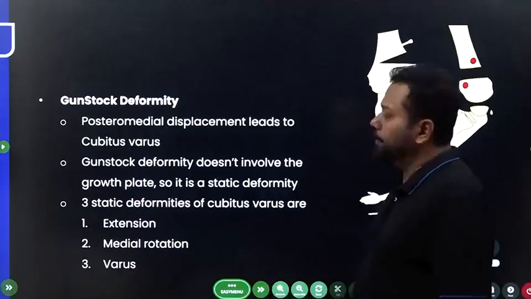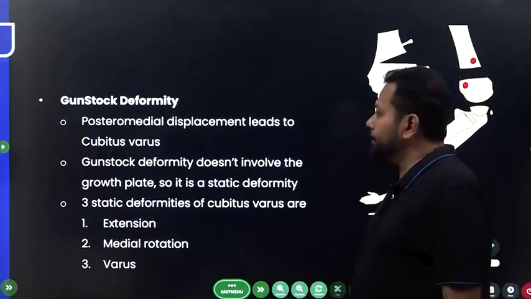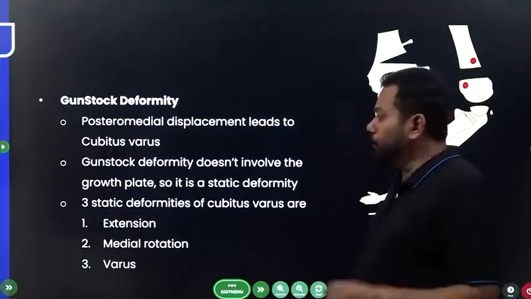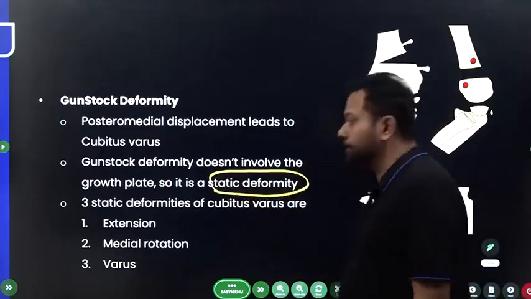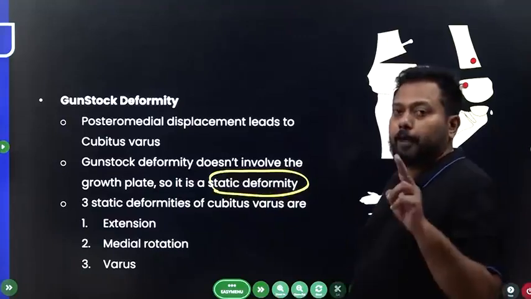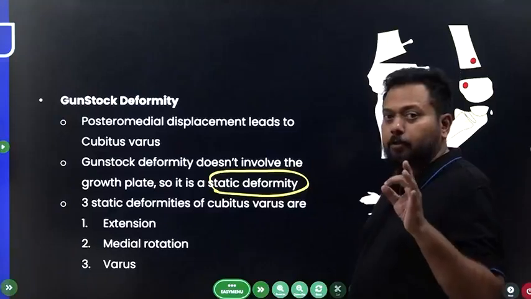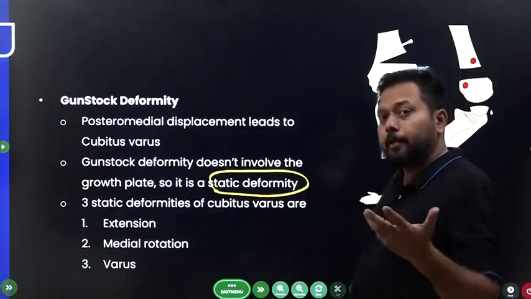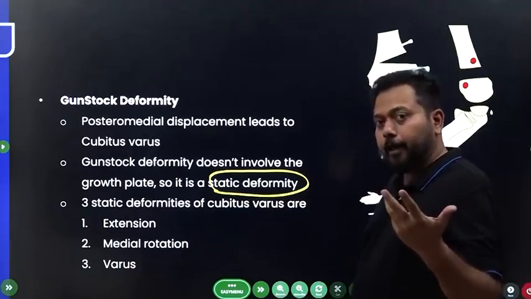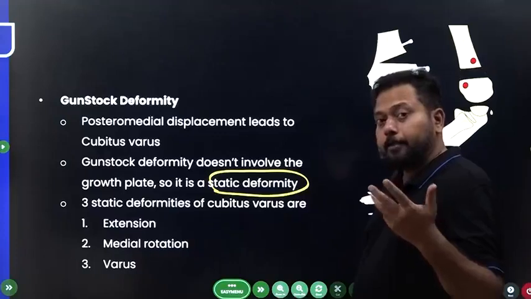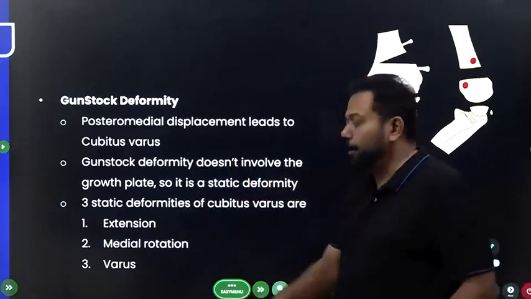The reason for your cubitus varus is posteromedial displacement. Gunstock deformity does not involve the growth plate, so it's a static deformity. This question they have asked several times. There are two types of deformity: static and progressive. When a deformity involves the growth plate, it can be progressive, like lateral condyle fractures of humerus. Whereas supracondylar fracture does not involve the growth plate, so the deformity will be there but it won't progress.